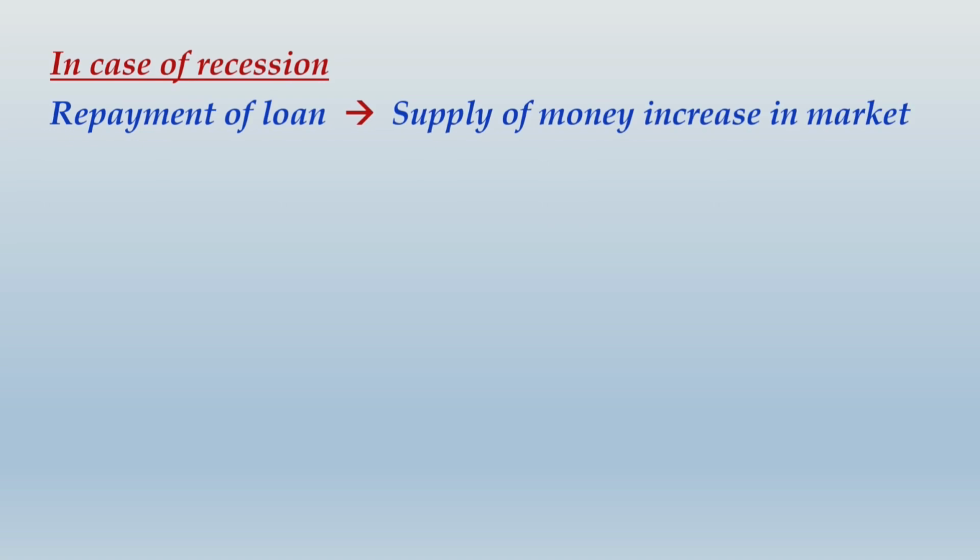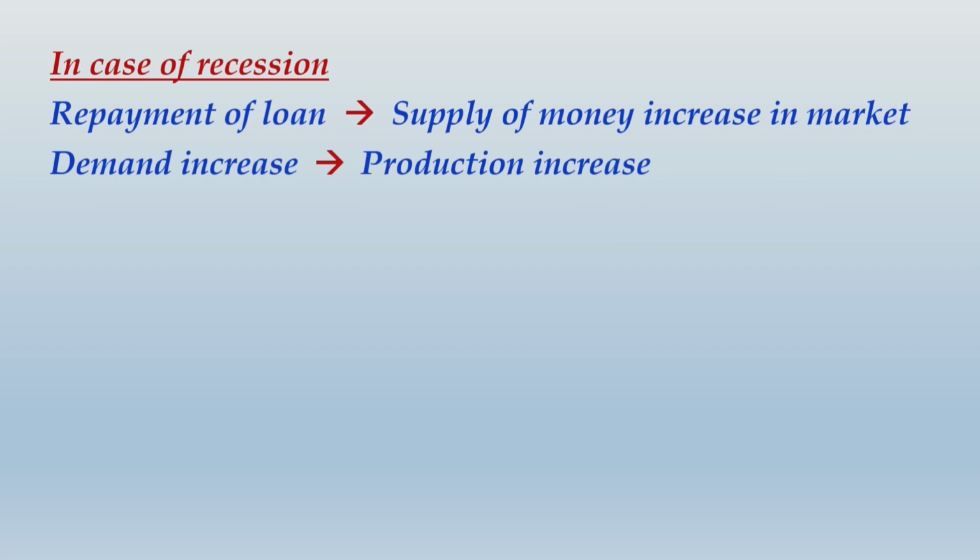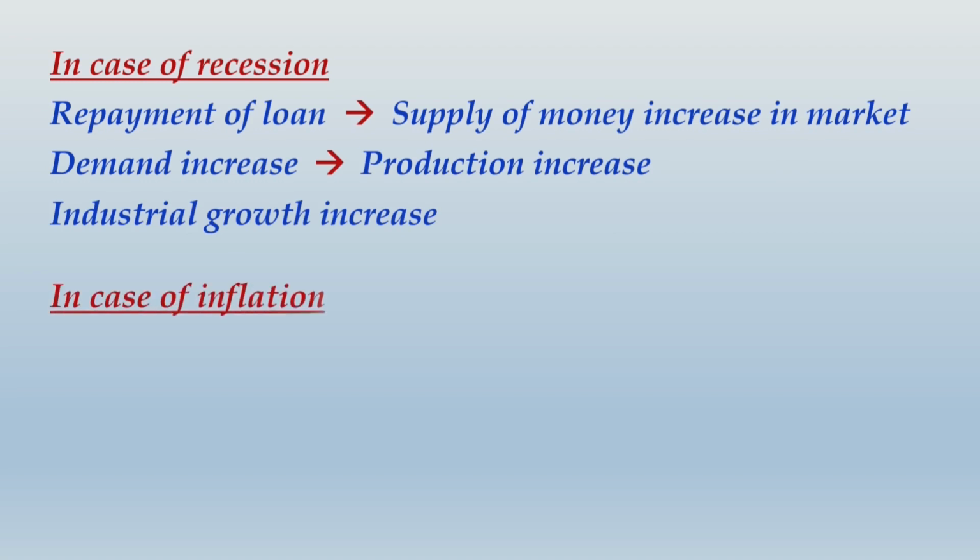This will eventually increase the supply of money in the hands of the public. That is, supply of money increases in the market, and therefore this will cause an increase in demand, and increase in demand will finally lead to increase in production, and this will finally result into industrial growth, that is increased industrial growth. And opposite will happen when it is the case of inflation.